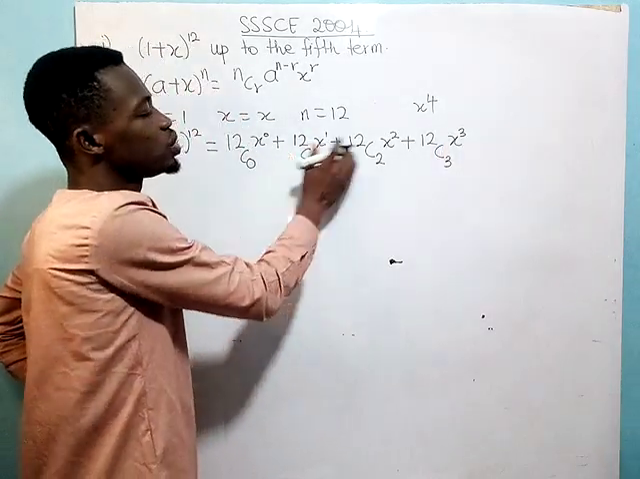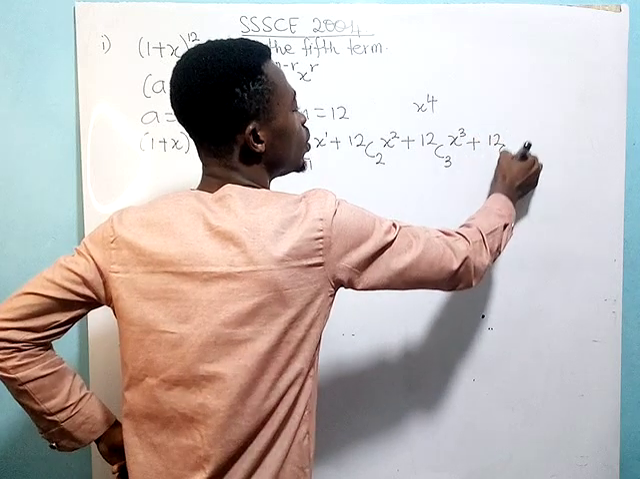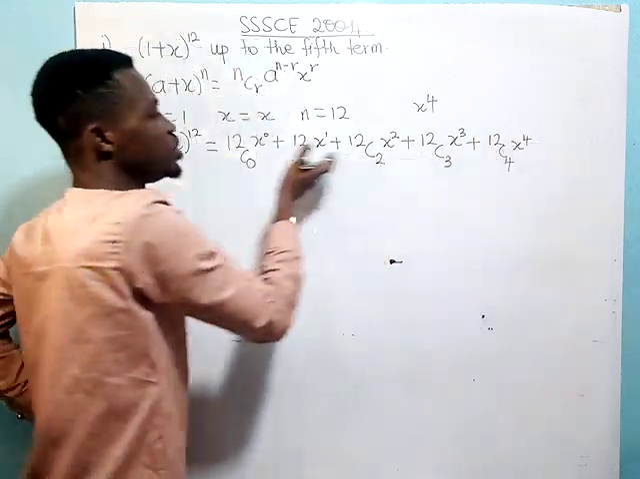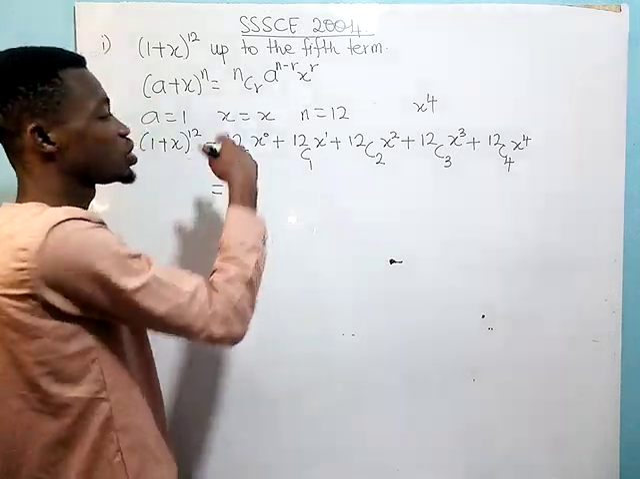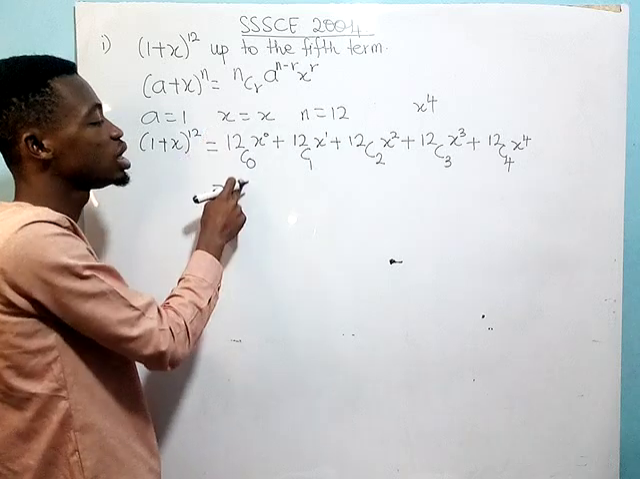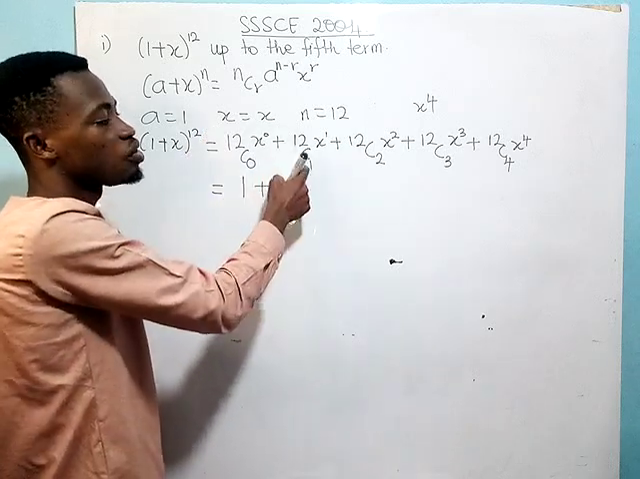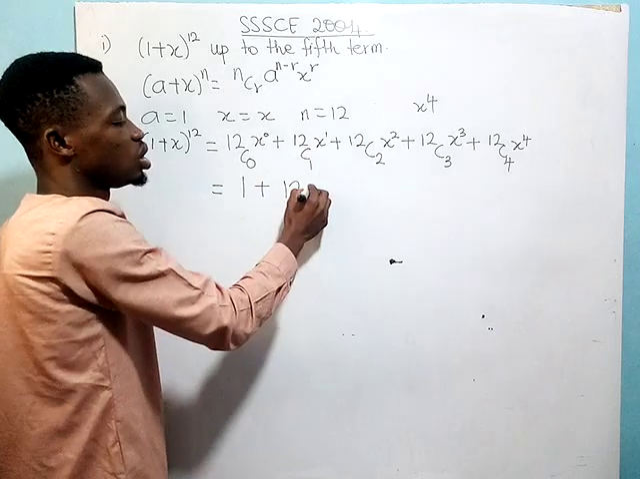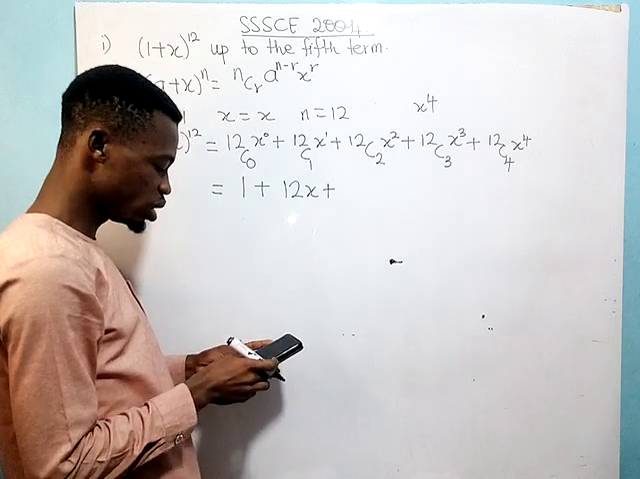So we have 1, 2, 3, 4. So the last one, 12 combination 4, x to the power 4. And you can see it over here. Now, so let's go. x to the power 0 is 1. 12 combination 0 is 1. Here, 12 combination 1 is 12. So we have 12x.